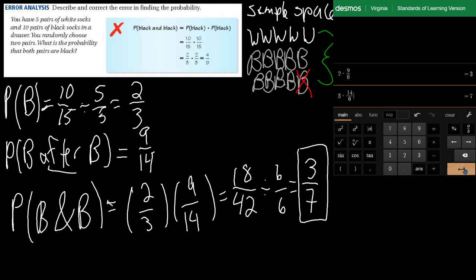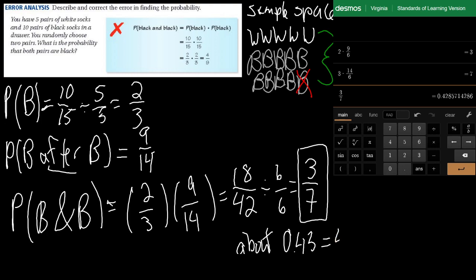Again, I can also write that as a decimal. If I have 3/7 as a decimal, it's about 0.43, which is 43%. When you are trying to figure out what the conclusion is, you'll need to make sure that you say it is a dependent event, meaning it does change the denominator. So their mistake is they didn't change their denominator in their second event.